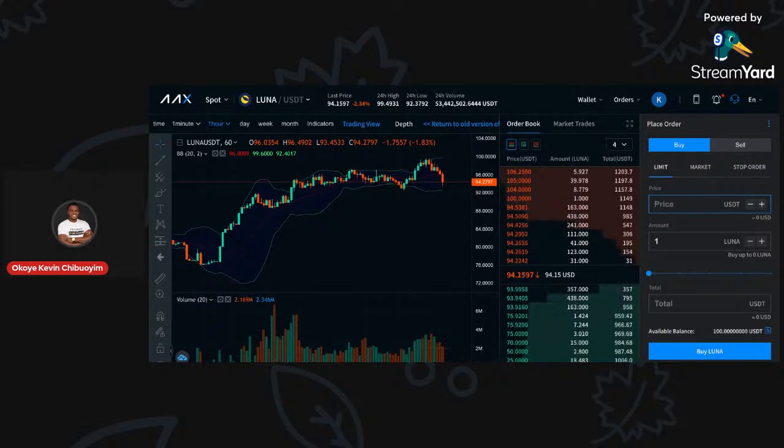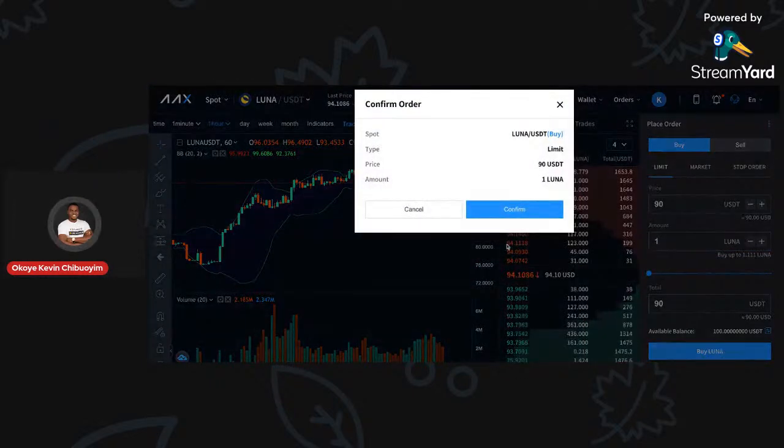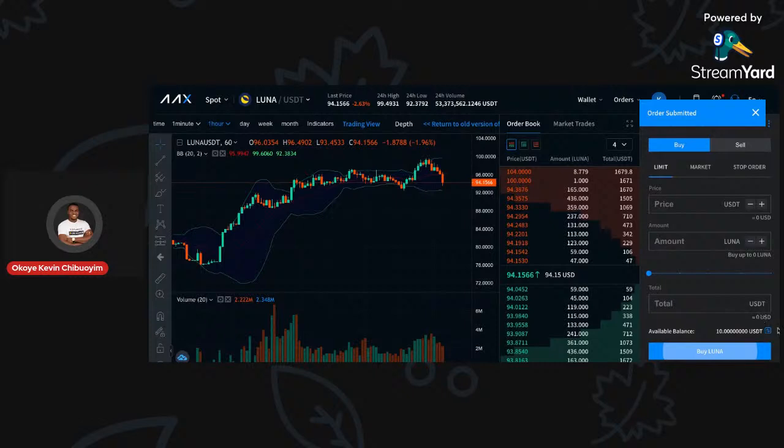And then you can also buy lower, say at $90, for instance. So I want to buy one Luna when it gets to $90. So the price I'm buying at is $90, and the amount is one Luna. If I want to buy two, it's going to be $180 total. But my balance right here can only buy one. $90 can buy one Luna for me when it gets to $90. So my available balance is 100. What you basically have to do is click on buy Luna, and it gives you a confirmation page, as you can see here. At the confirmation page, you confirm your order to ensure that everything is fine. So this is a limit order, like I told you: price to buy, and then confirm. Boom, order submitted. And you can see my available balance right now is $10.